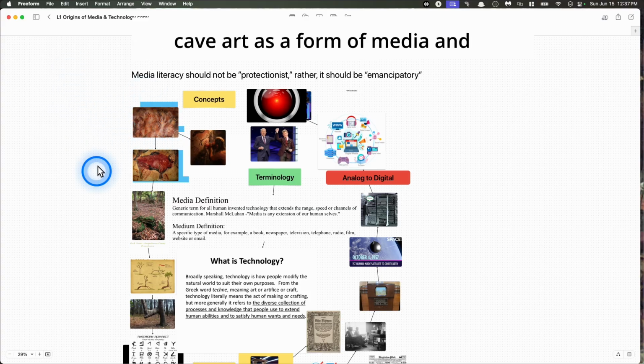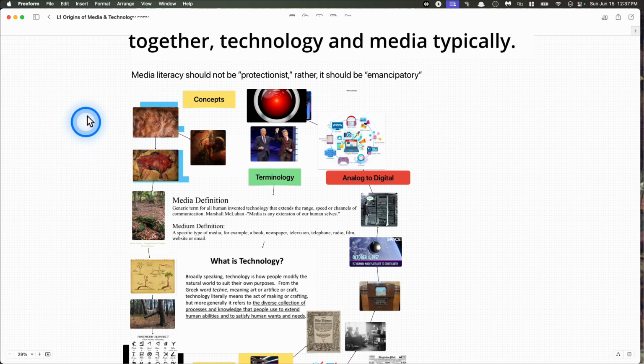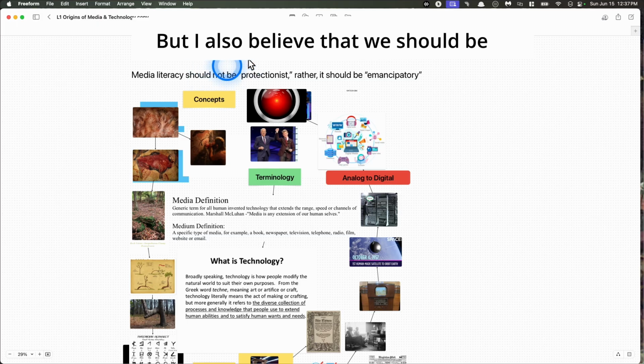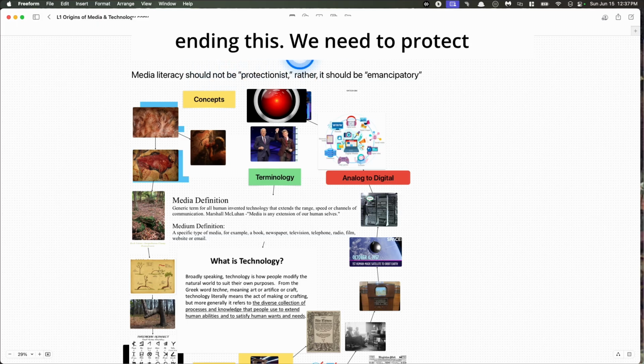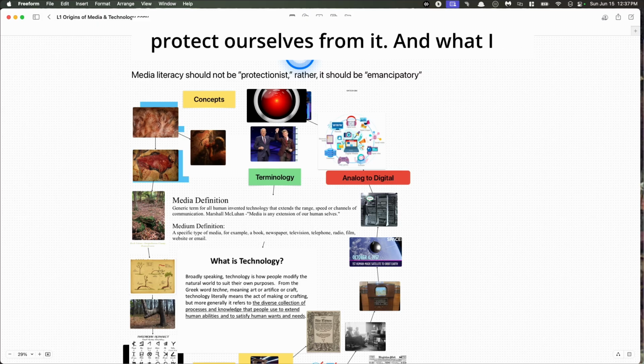I go back to cave art as a form of media and technology. They're always combined together, technology and media, typically. But I also believe that we need to protect ourselves from technology.